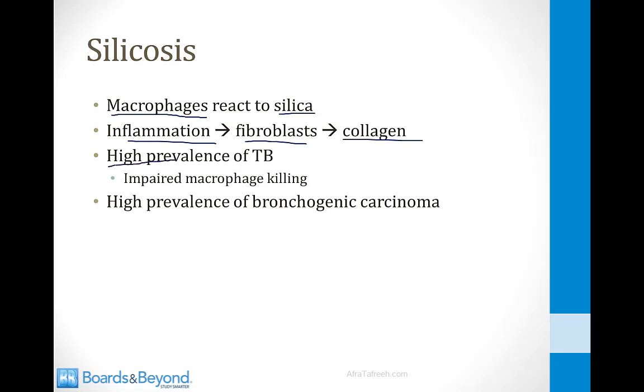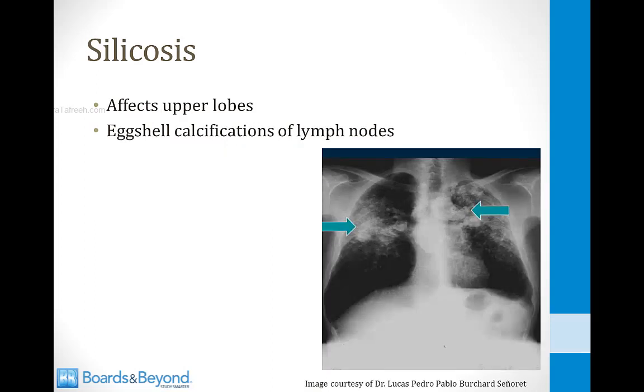There's a very high prevalence of tuberculosis among occupational workers with silicosis, and it's believed that this is because there's impaired macrophage killing of the tuberculosis bug. There's also a very high prevalence of bronchogenic carcinoma among silicosis workers. Just like coal miners' lungs, silicosis tends to affect the upper lobes, and there's a classic radiologic finding for silicosis you should know about called eggshell calcification of lymph nodes.